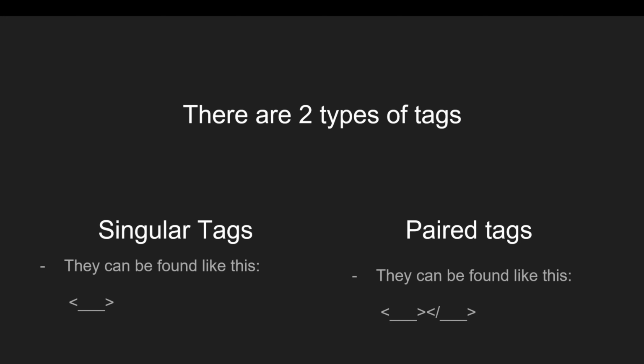There are two types of HTML tags. There are singular tags and paired tags. So a singular tag is basically a less than sign and then the code in between and then a greater than sign. And a paired tag is one set of less than, greater than signs and then another set of less than, greater than signs. And then usually there's a lot of text in between them, which you'll learn in a few minutes.